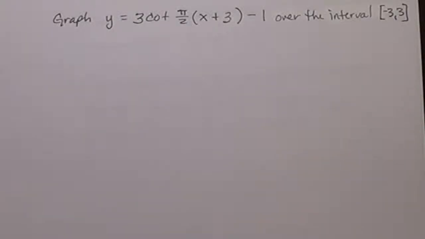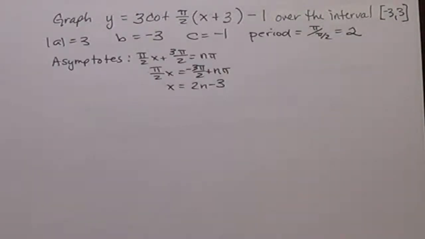Let's graph y equals 3 cotangent pi over 2 times the quantity x plus 3, minus 1. For this one, we want to graph it over the interval from negative 3 to 3. Again, we're going to start out the same way, rewrite our function. In this case, it's already rewritten. So we're going to find our variables. And notice our interval is in terms of integers. So when we go to solve for the asymptotes and our phase shift and all of those quantities, they should also be in terms of integers.